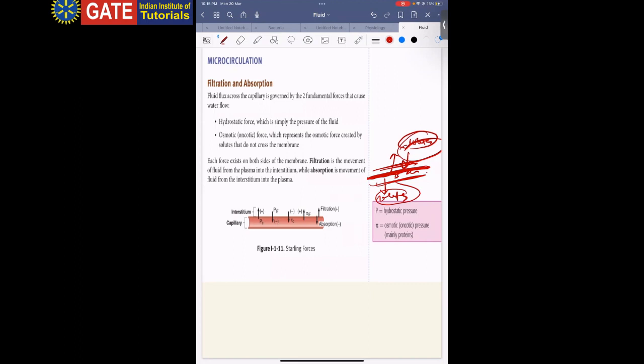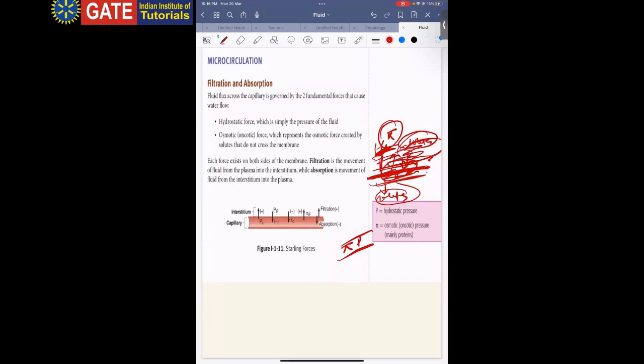So we have this force both outside the capillary as well as inside the capillary, because water is fluid outside in the interstitium, and water is also fluid within the capillary. So here we have hydrostatic pressure of the water. Here we have solute also, that will be the oncotic pressure represented by pi. Similarly, inside the capillaries, you have the oncotic pressure and you have the hydrostatic pressure because of the fluid and because of the solutes here.